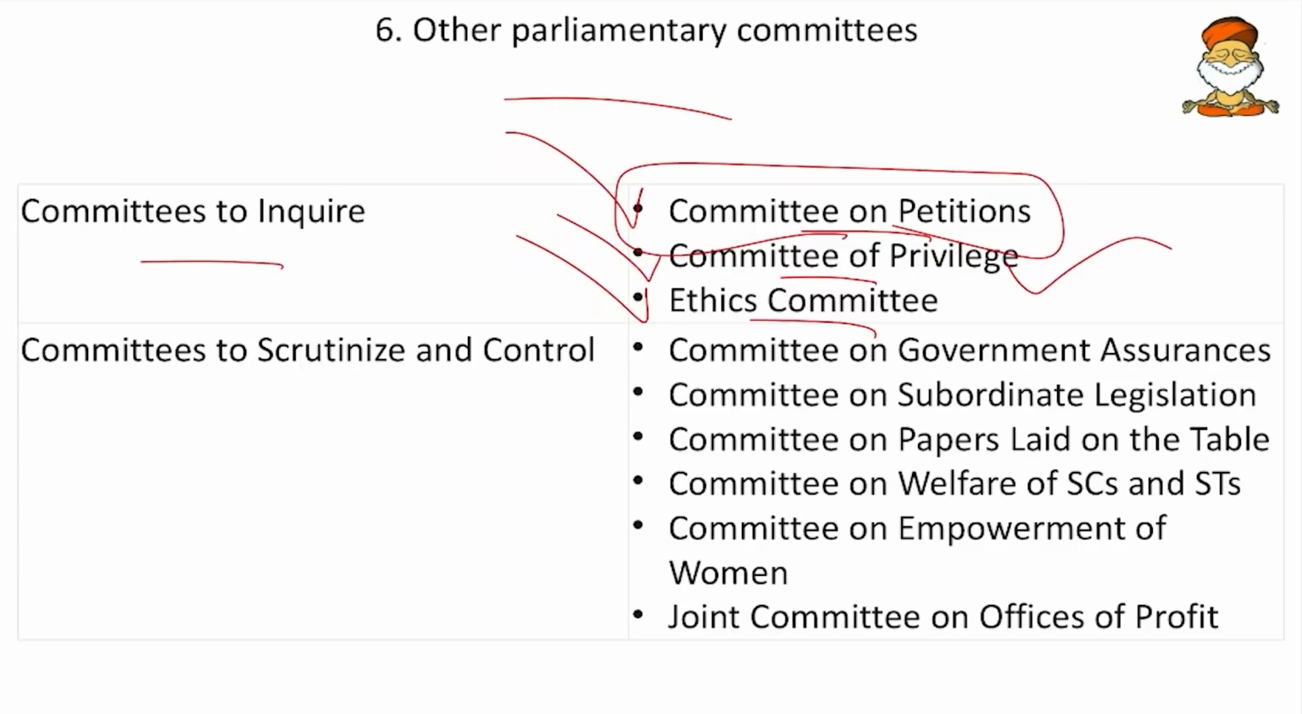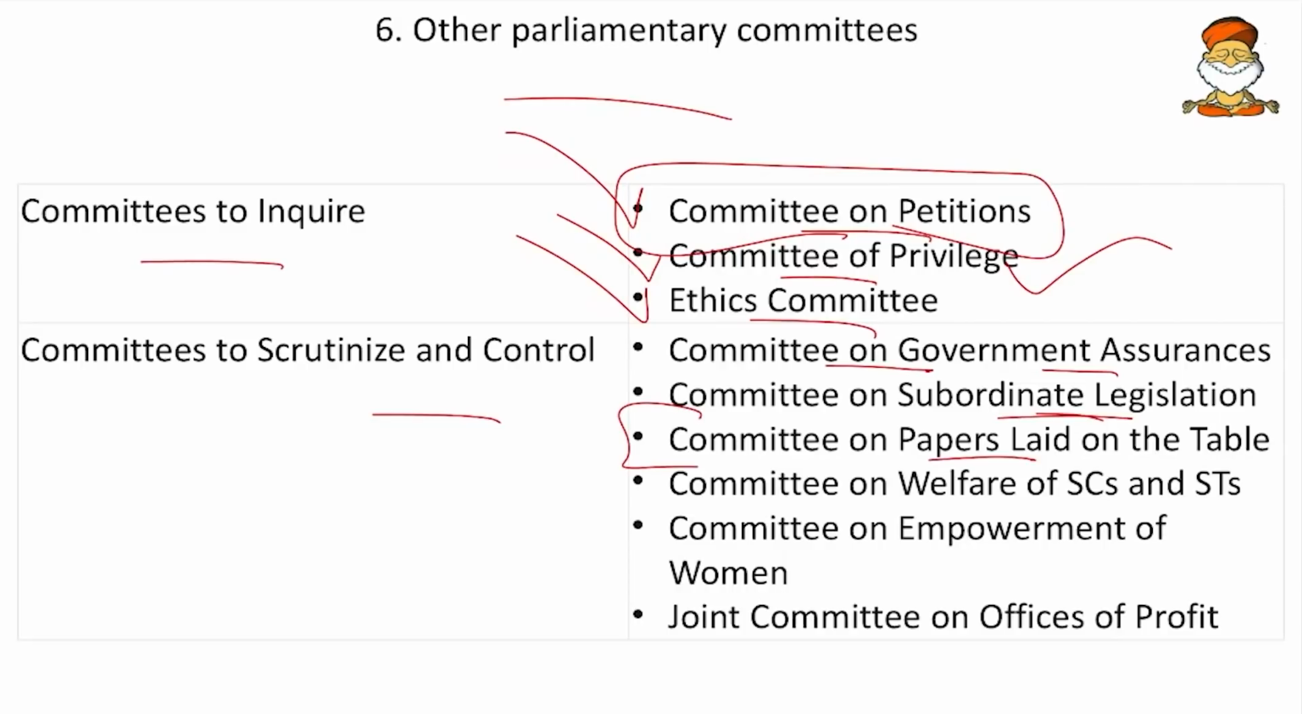And then we have the committees to scrutinize and control, that is the Committee on Government Assurances. Whenever a minister or a government assures something, do they keep up those promises? That will be checked. Then the Committee on Subordinate Legislation, that means the rules and policies they formed, whether they are being fulfilled and implemented, will be checked. And then the Committee on Papers Laid on the Table. Whenever a policy is laid on the floor of the House, or whenever a law is introduced into the floor of the House, that will be looked after by this committee.